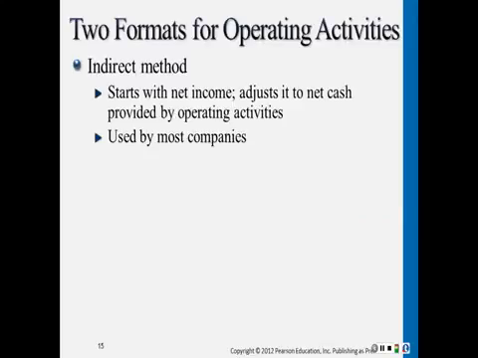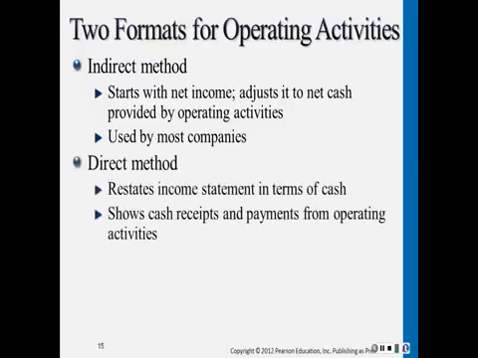There are two ways to format operating activities on the statement of cash flows. The indirect method, which starts with the net income and adjusts it to the net cash provided by operating activities, and the direct method, which restates the income statement in terms of cash.